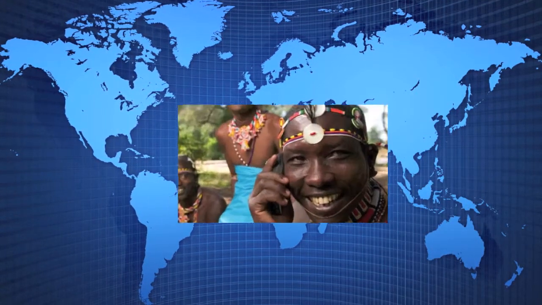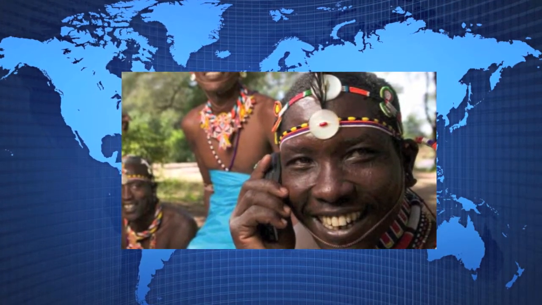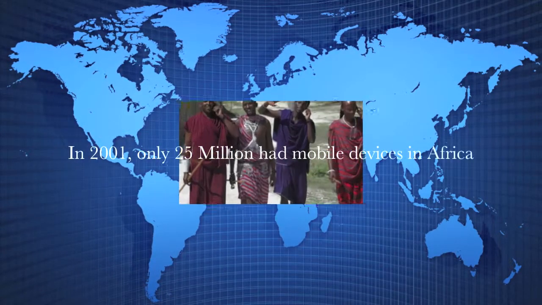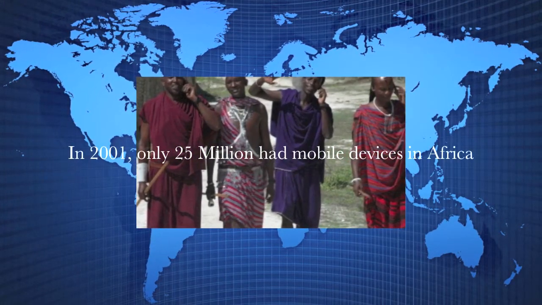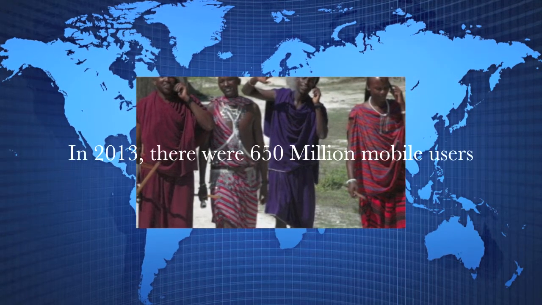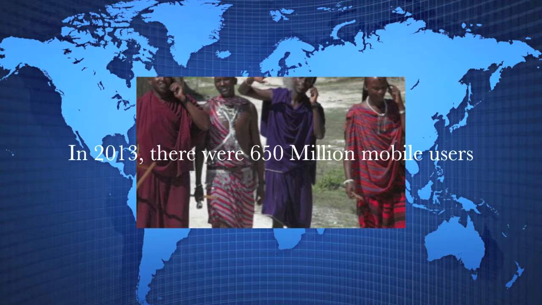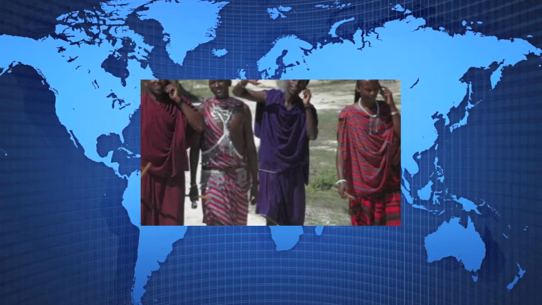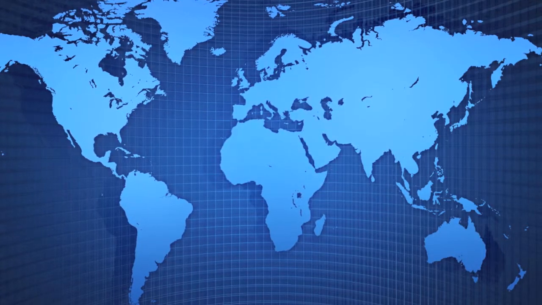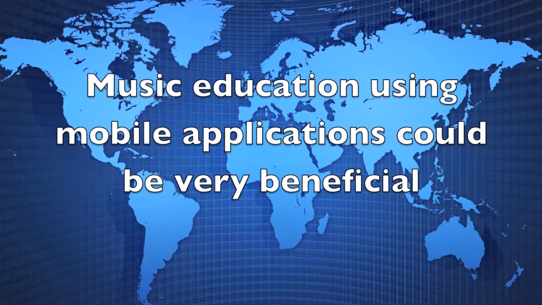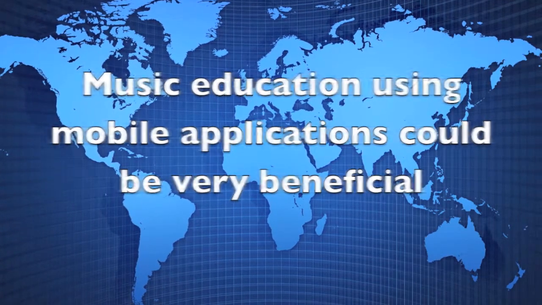Even in underdeveloped countries such as Botswana and in Africa, mobile devices have become somewhat the norm. In 2001, only about 25 million people in Africa had mobile devices. But by 2013, this number had rocketed to about 650 million, an increase of over 2,600%. With mobile devices so widespread, the ability to educate using mobile applications could prove to be very beneficial.